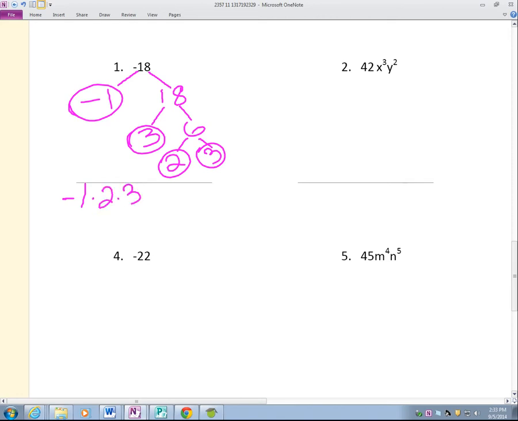-1, 2, 3, 3. That's how you'll be writing it out. Because the prime factorization: -1 times 2 is -2, times 3, -2 times 3 is -6, -6 times 3 is -18. So this equals -18. All right, now the really tough one.